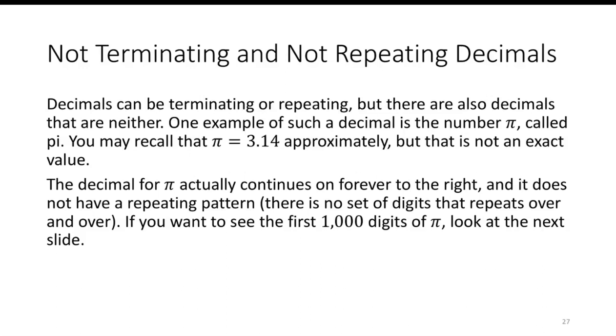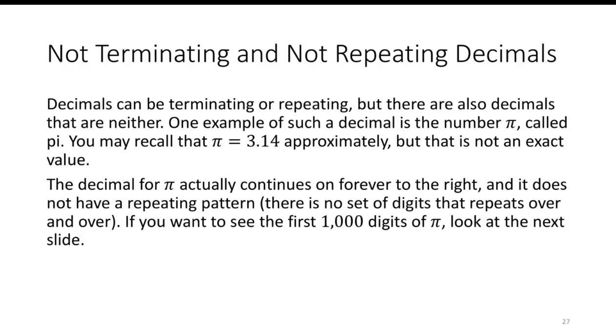We have seen that decimals can be terminating and can be repeating, but there are decimals that are neither. One example of such a decimal is the number pi, the Greek letter pi. You may recall that pi is approximately 3.14, so 3 and 14 hundredths, but that is not an exact value. The decimal for pi actually continues on forever to the right, and it does not have a repeating pattern. That is, there is no set of digits that repeat over and over again.